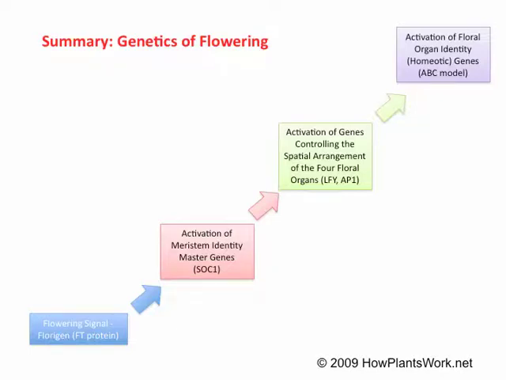Here's a slide showing the genetics of flowering. You can divide the genetics of flowering conveniently into three stages. The first stage is flower initiation or activation of meristem identity genes. Once this happens, this leads to the activation of genes involved in regulating the spatial arrangement of the flower.